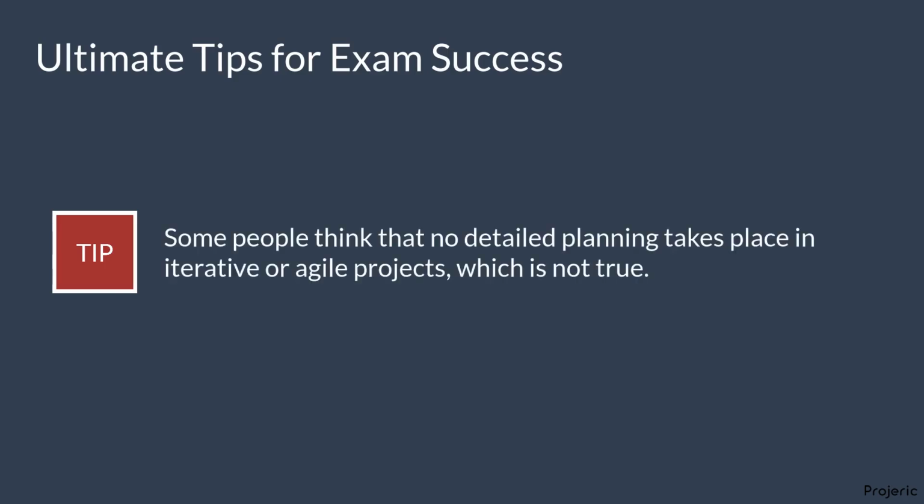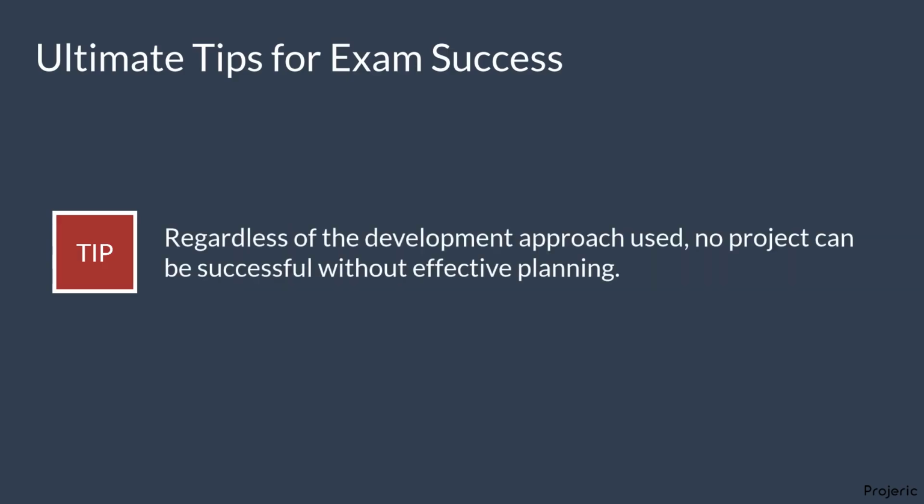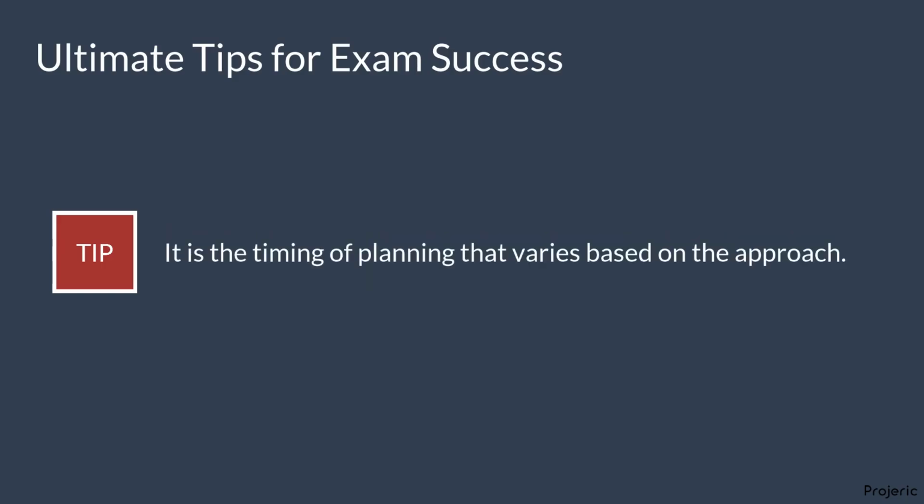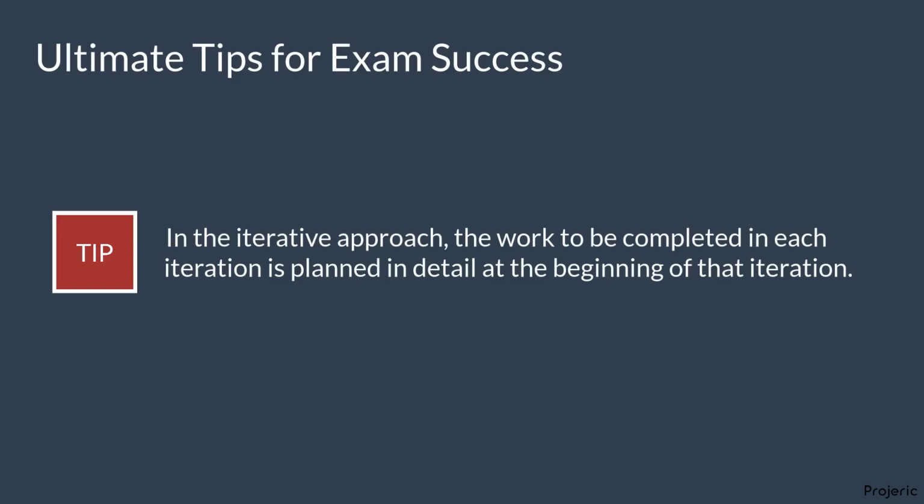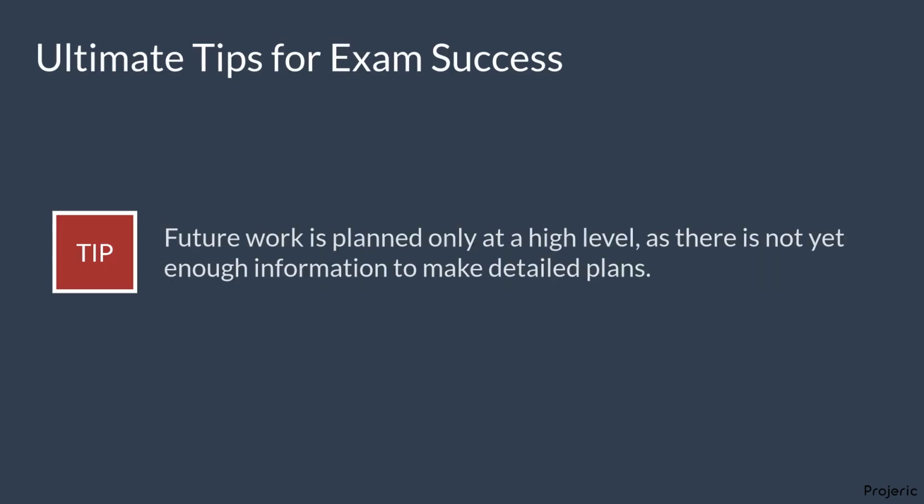Some people think that no detailed planning takes place in the iterative or agile projects, which is not true. Regardless of the development approach used, no project can be successful without effective planning. It is the timing of planning that varies based on the approach. In the iterative approach, the work to be completed in each iteration is planned in detail at the beginning of that iteration. Future work is planned only at a high level, as there is not yet enough information to make detailed plans.